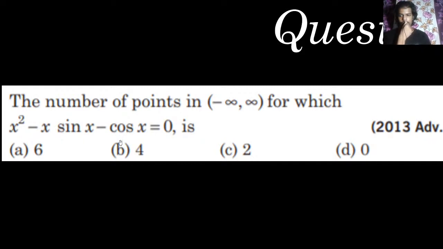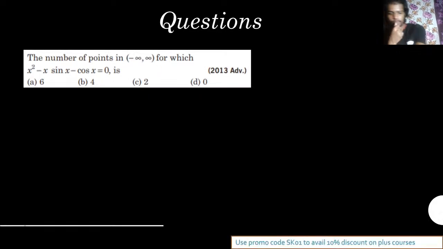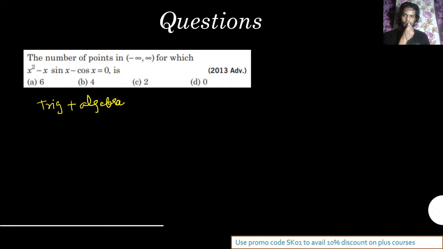Okay, it seems like I have given too much time. Let's try to solve it. So this type of equation, when you have a trigonometric plus algebraic expression in one equation, you call it a transcendental equation.